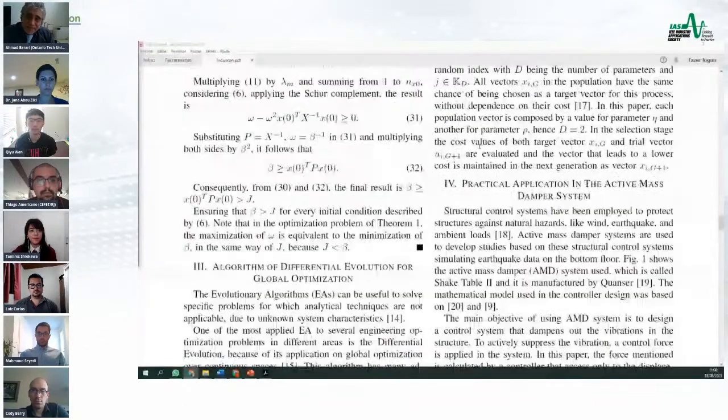Can I share my screen? I think so, yes, if it's possible. You can just go to the share button there. You see the share button? Can you see my screen? Yes.